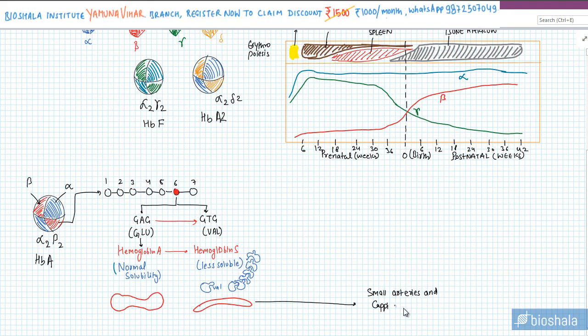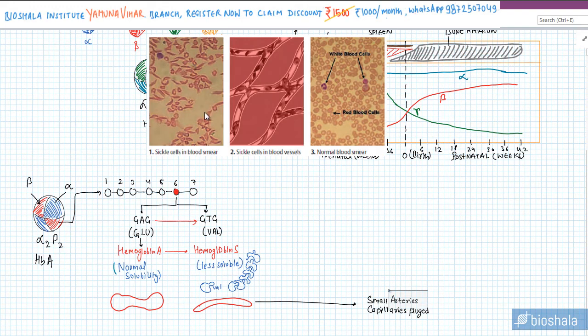If we look at the small arteries and the different capillaries, they are going to get clogged and plugged. If we look at the figure, on the left you can see a person who had sickle-shaped blood. You can see these sickle-shaped RBCs. This is the normal blood, and this is how these sickle-shaped RBCs are clogging the blood vessels. Okay, so now let us see how it can make a difference.